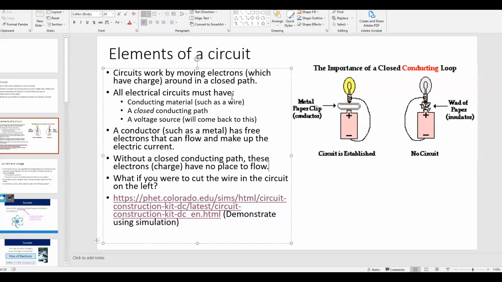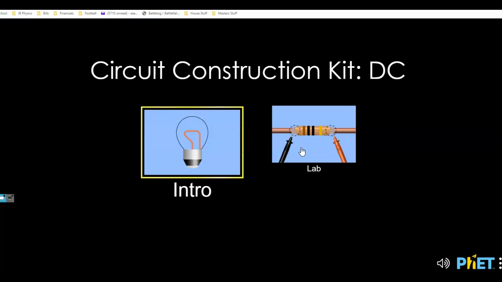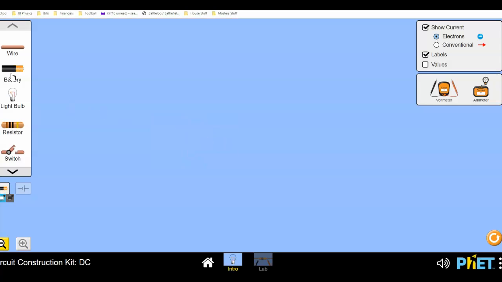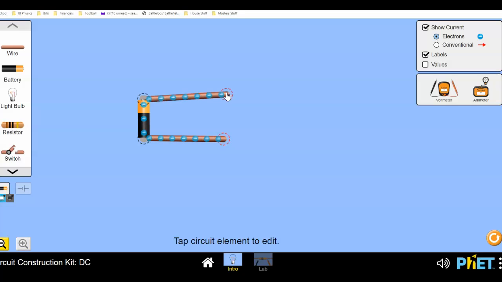Okay, so just to give you something to play around with, I have a simulation that I will link in. You can use the simulation to build your own circuit. And so just to show you a really simple circuit here, we have a battery, of course. And so this is going to be my voltage source. And then I need some wire. I need conducting material. And so I can take the wire and I can connect it.